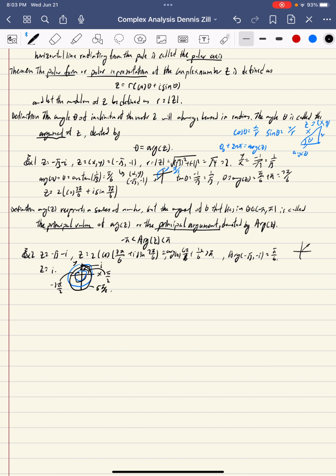So we know the argument of z equals i is equal to pi over 2, 5 pi over 2, and negative 3 pi over 2. Well, so the principal argument of z equals i is pi over 2. We want to pick that, okay? Because it lies between negative pi and pi.